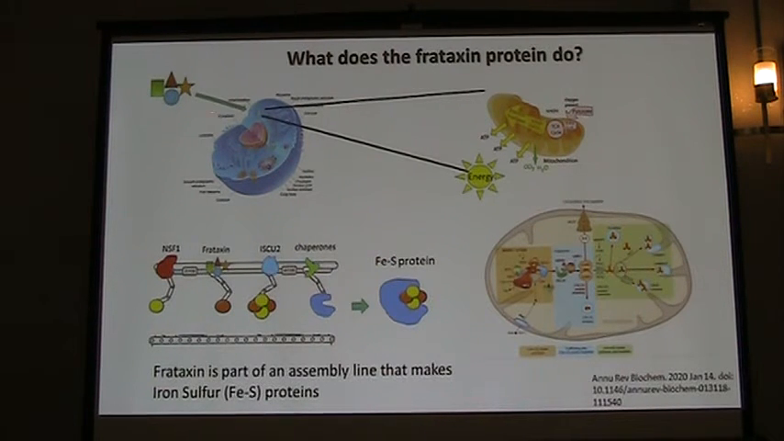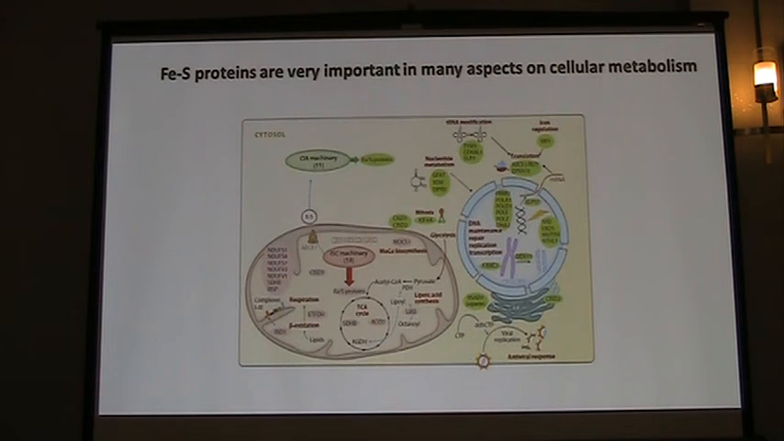But what does the frataxin do inside the mitochondria? The frataxin itself is part of an assembly line. It has its own assembly line to make this other protein called iron sulfur cluster protein. And you heard that from Dr. Perman too. So the frataxin works together with this other protein to deliver iron and sulfur to this iron sulfur cluster protein. So what are these iron sulfur cluster proteins?